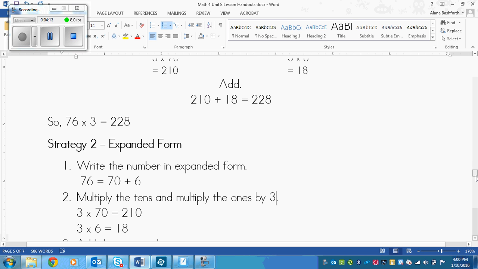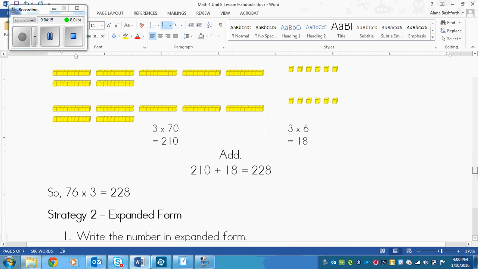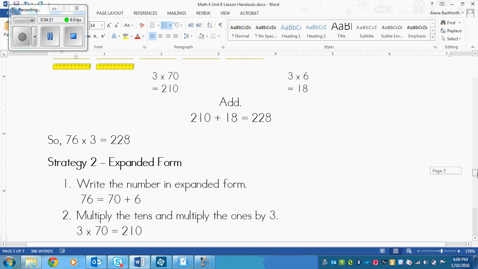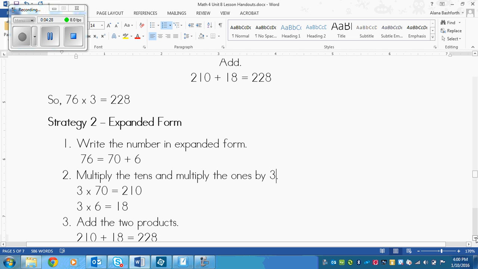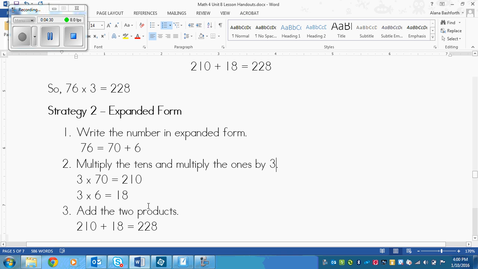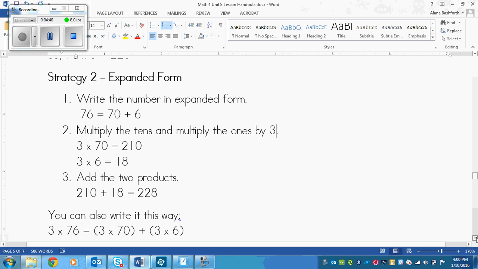Now you'll notice that this is the same as the base 10 blocks after I've drawn it. So this is sort of like skipping drawing the base 10 blocks and just going right ahead and doing the equations. Okay, so if that works better for you, then you can do that. And then, just like the end of the base 10 blocks, you would end by adding 210 plus 18, and again, it equals 228. Now, this is the way that you're going to see it in your textbook.